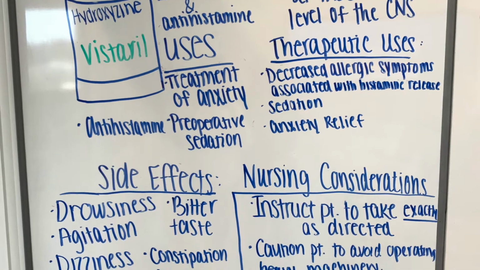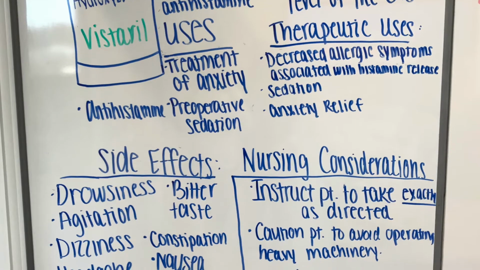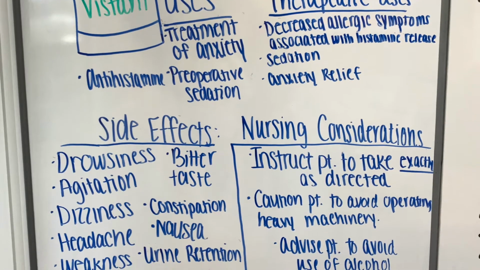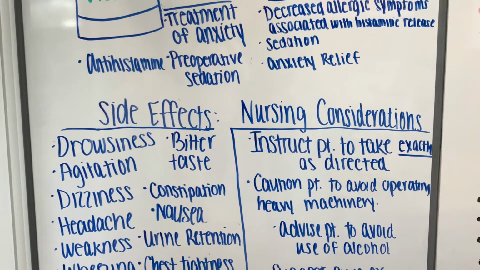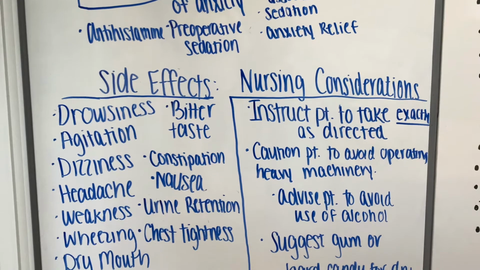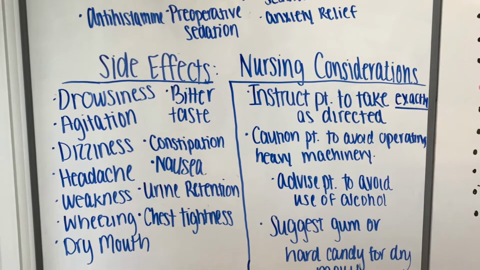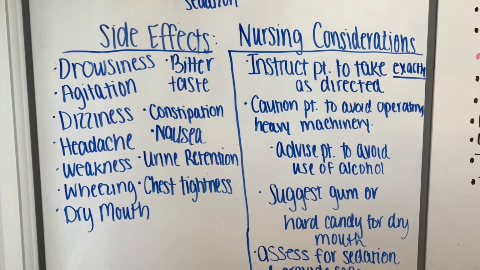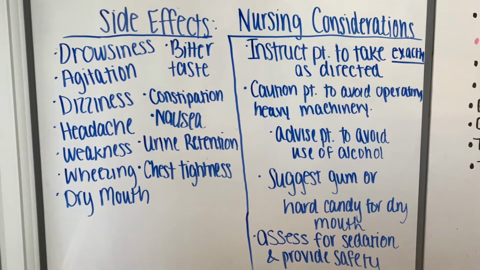This drug acts as a CNS depressant at the subcortical level of the CNS. Some side effects for this drug include drowsiness, agitation, dizziness, headaches, weakness, wheezing, dry mouth, bitter taste, constipation, nausea, urine retention, and chest tightness.